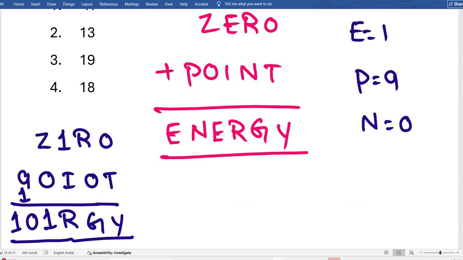Z and O can be 8 and 3, because we want 11. Z O combination you can try like that: 4, 7, 3, 8, 5, 6, 6, 5, reverse also. That's trial and error I'm telling you. Z and O pair you can do trial and error. 0 plus point equal to energy.